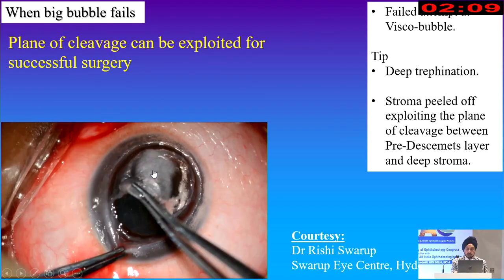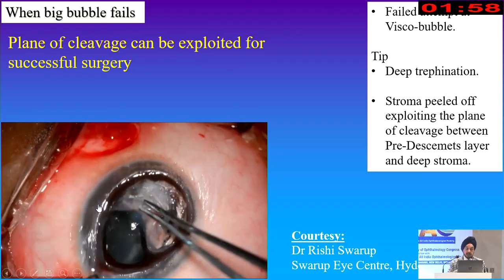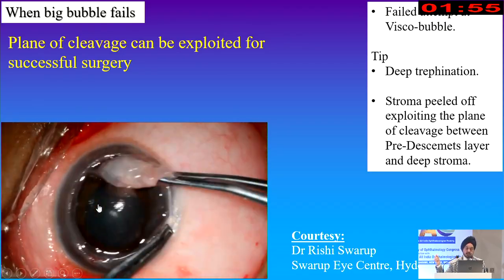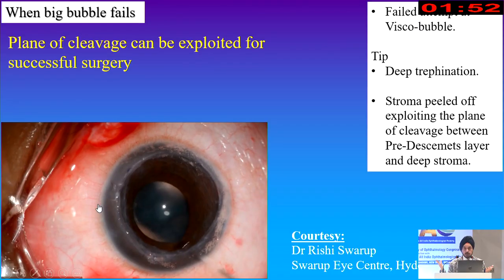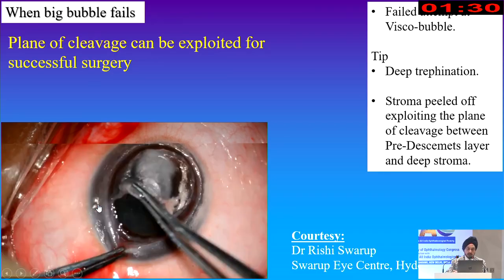This is another approach which Rishi Swaroop sent this video to me. If you're deep enough, a visco bubble was tried, it didn't work. You can actually physically peel off the entire stroma from the predescemet layer, and you can create the equivalent of a type 1 bubble end result. So there are other mechanical ways, few of which I can't cover all in this talk, but mechanical separation, exploiting that cleavage plane is possible if you don't get any type of bubble, and you can more often than not end up with a successful type 1 equivalent of the DALK.